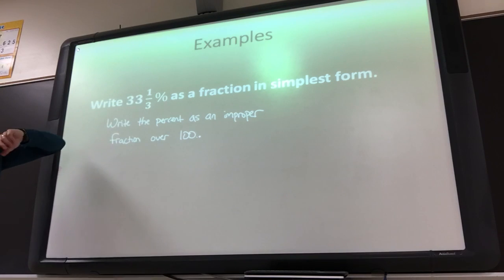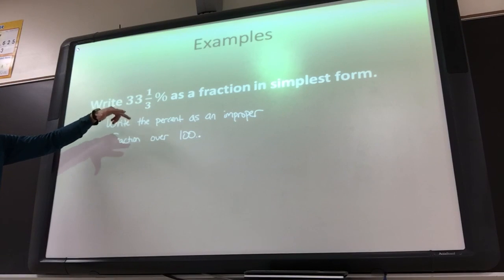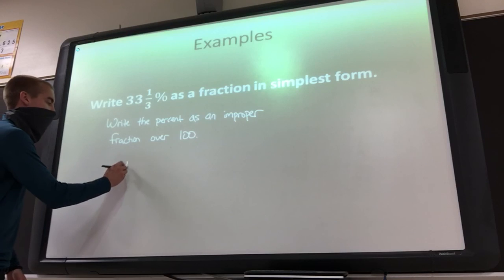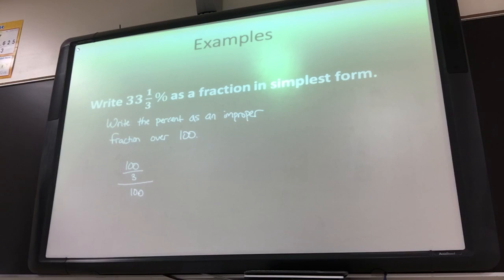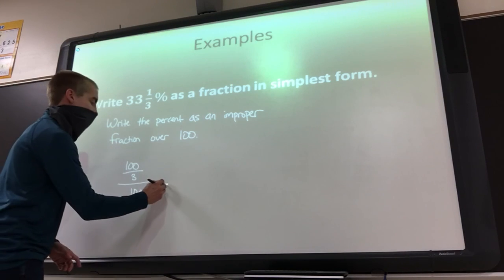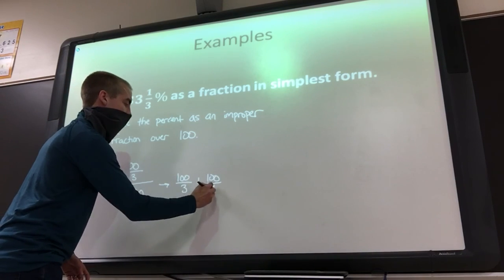So 33 1/3 as an improper fraction, 33 times 3 is 99, plus 1 would be 100 over 3, over 100. That's what it's going to look like. So this is 33 1/3, 100 over 3, over 100. And if you want to make it look a little easier, you could even write 100 over 1 there at the bottom. So now do this like the first problems we did. So we're going to write that as 100 over 3 divided by 100 over 1.